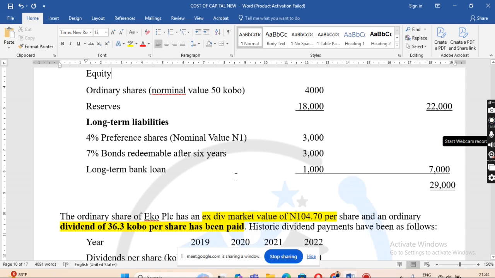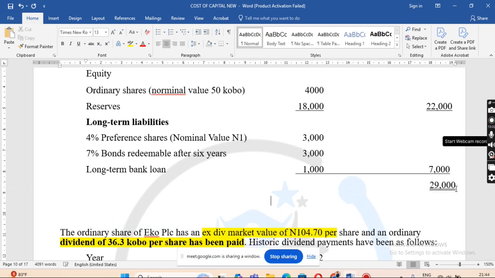There are two ways you can use to get the current dividend of the preference shares. You can decide that this is 4% preference shares. Now, 4% of 3,000, class. 4% of 3,000 is what? 120. Right? 120. I want to do something here.